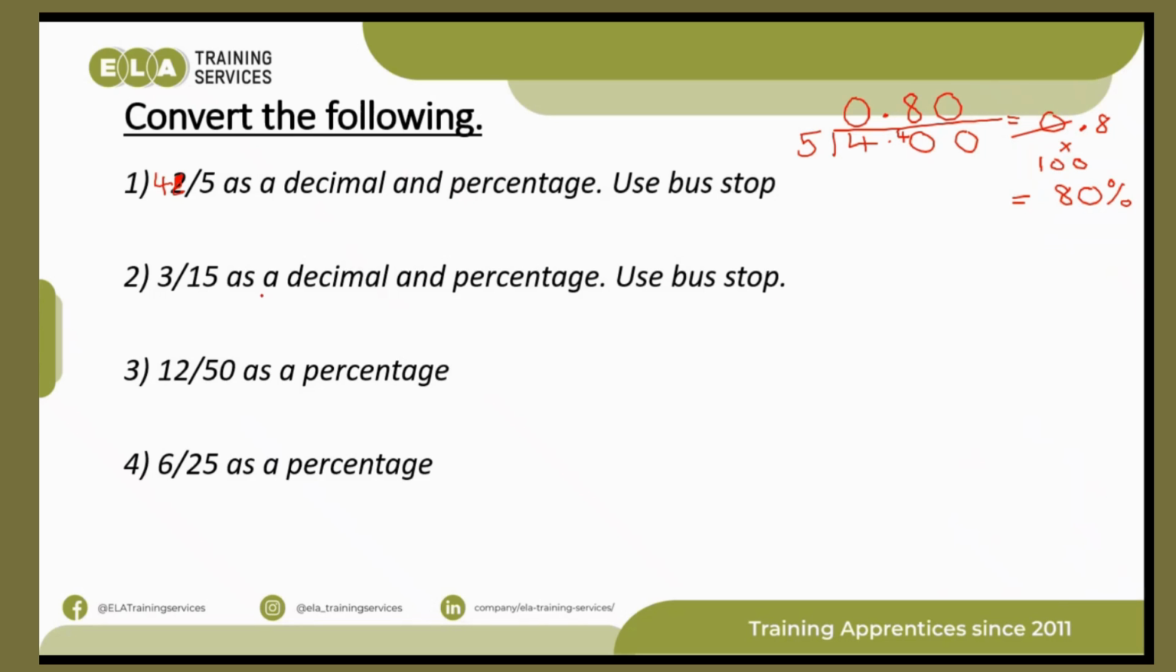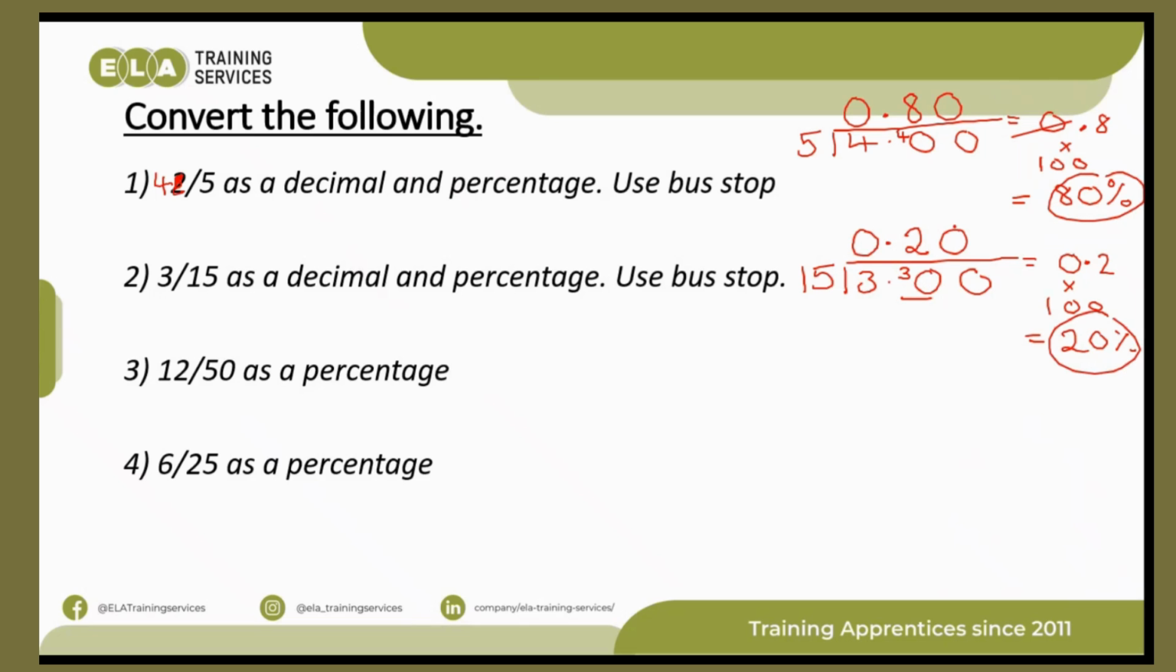Okay, let's try that again. 3/15 as a decimal and a percentage, so 15 goes on our outside and 3 goes on our inside. Can 15 go into 3? No. So we carry the 3 over. How many 15's into 30? 2. How many 15's into 0? 0. So our decimal is 0.2. We then times by 100 and we're left with 20%. So 4/5 as a decimal is 0.8 and as a percentage it's 80%. 3/15 as a decimal is 0.2 or 20%.